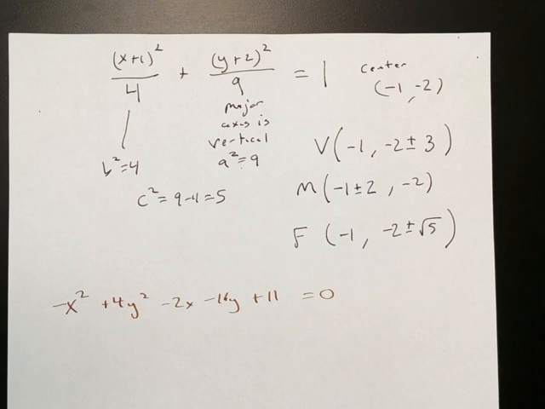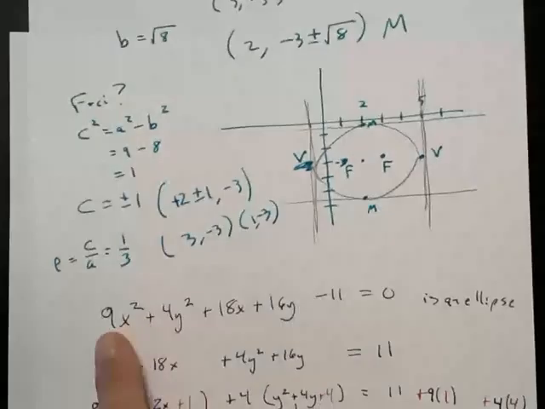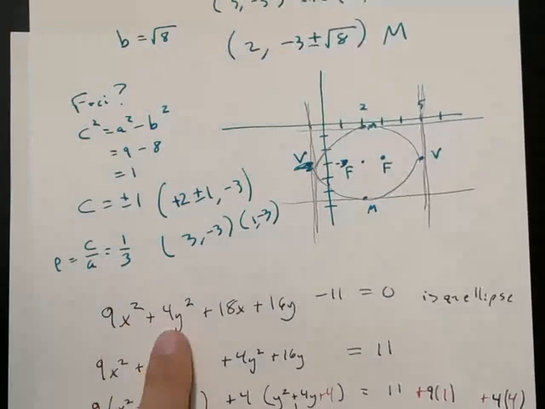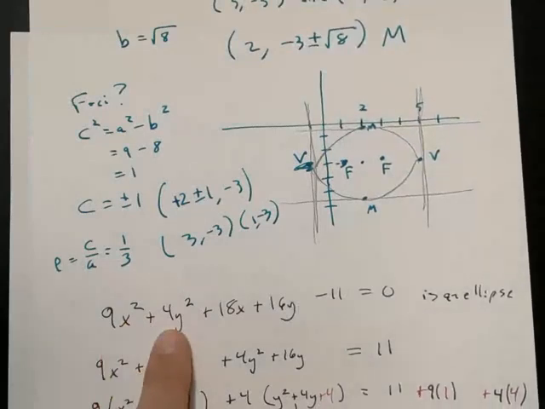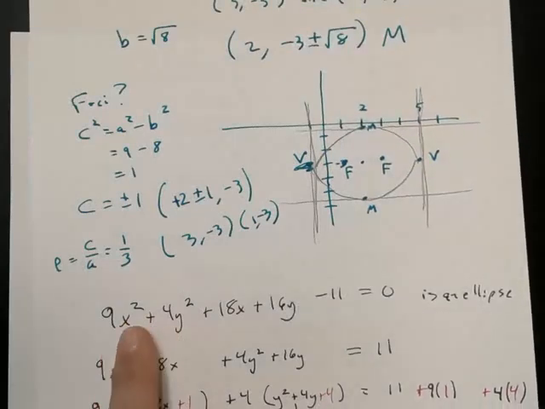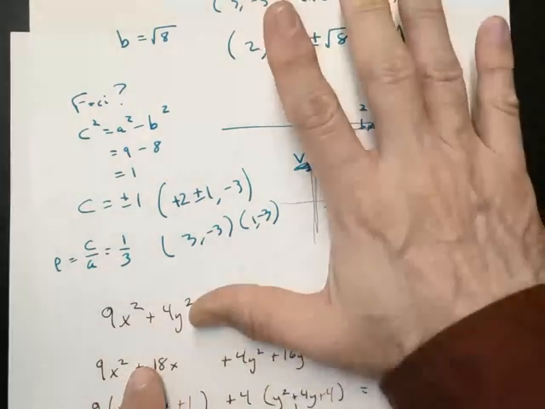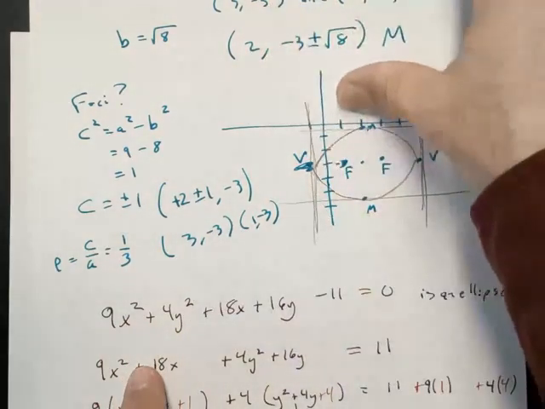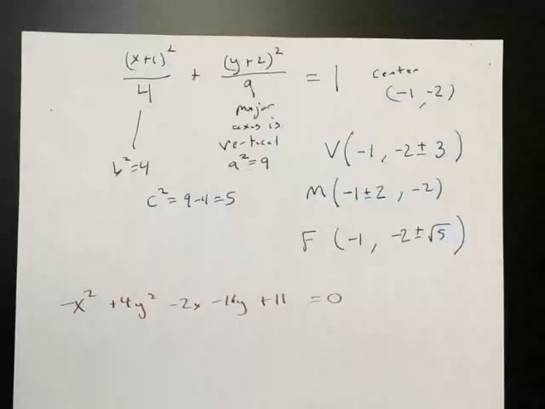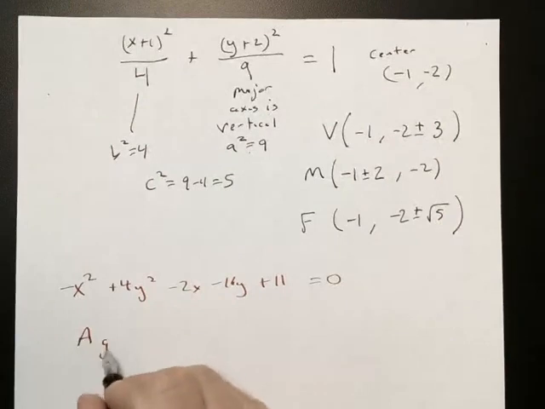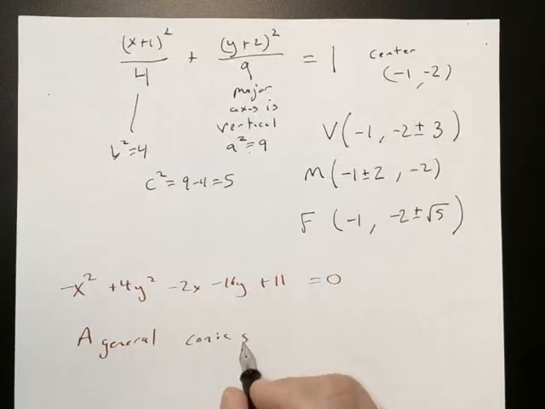Let's go back and look at the last equation. The last equation was an ellipse. And yes, indeed, both of those numbers were positive. As a matter of fact, the numbers on the squares are all I need. Here's a shortcut formula. A general conic section.